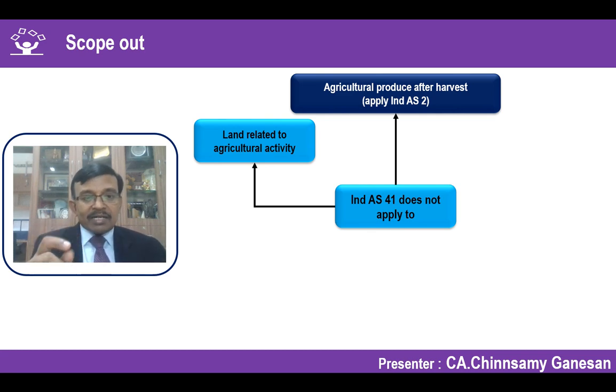At the point of the harvest, the standard covers them. When it is there in the plant also, the standard covers. But after it has been harvested, this standard is not applicable to those agricultural produce. It goes to Ind AS 2 inventory.